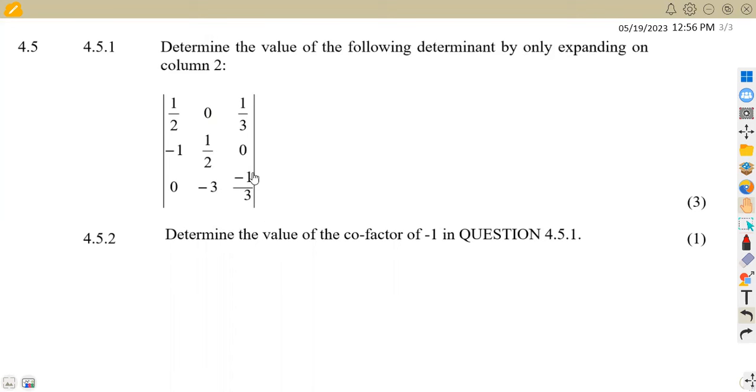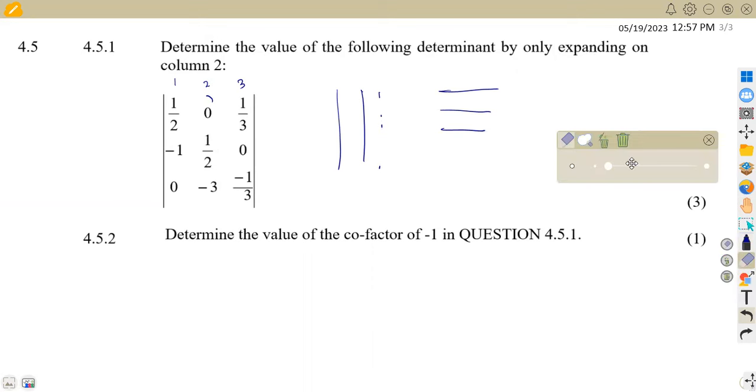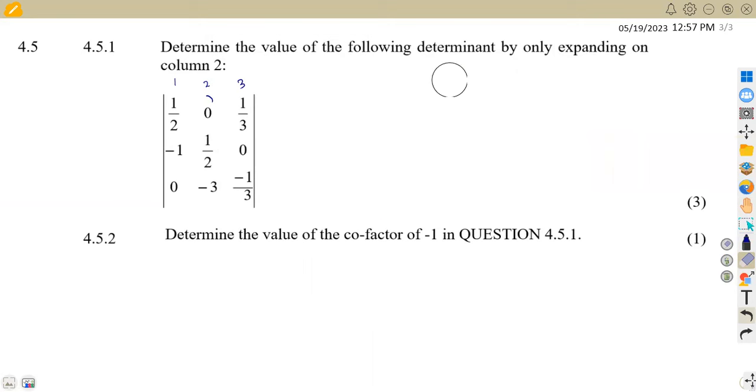All right. So the question is to determine the following determinant by expanding. Take note, we are given to expand by column 2. Take note, we are told here we are supposed to be working with column 2 in this case. And this is what we have on column 2. This is a column, this is a column, this is a column. So this is our first column, second column, third column, like this. Then rows, these are rows. So in this case, we are working with columns, all right? So we are given to be focusing with column 2 in this case, which is this column here. So this is the column that you're going to be focusing with.